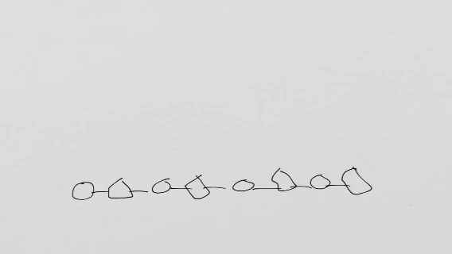Say I've got an adenine here, which is a bigger block. We'll put an A in there. I've got cytosine here, which is a smaller block. I've got thymine here, which is a smaller block.